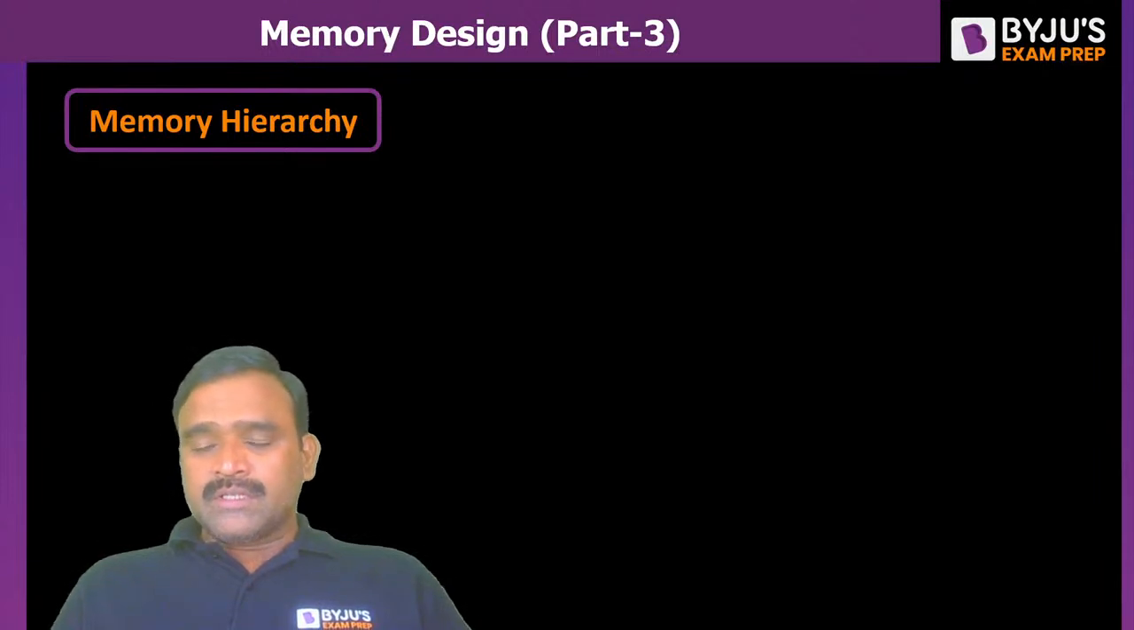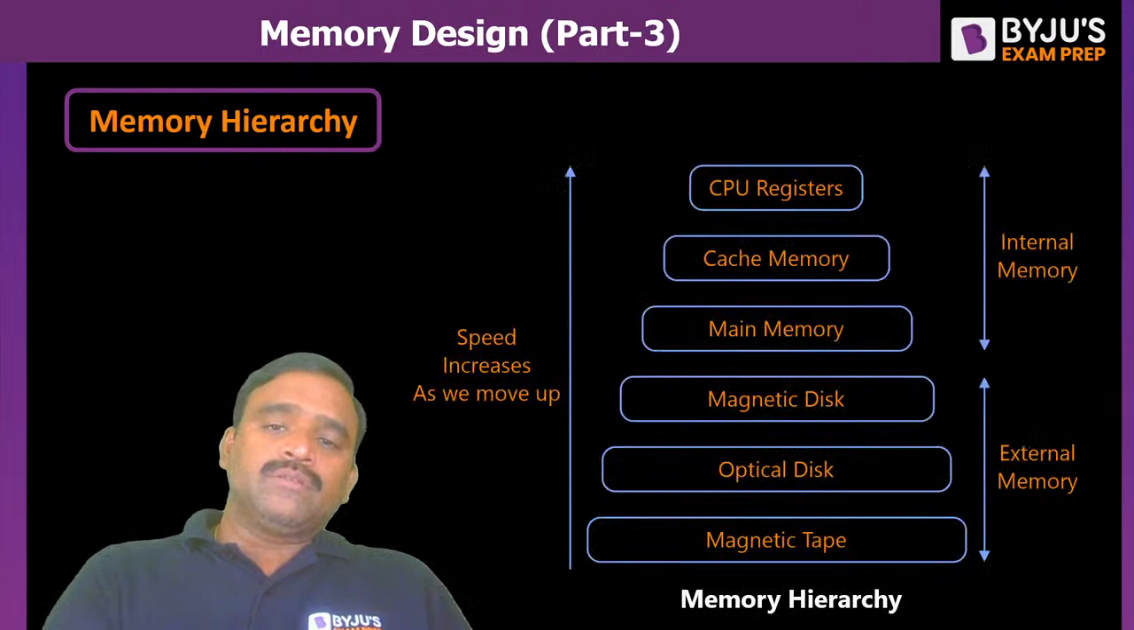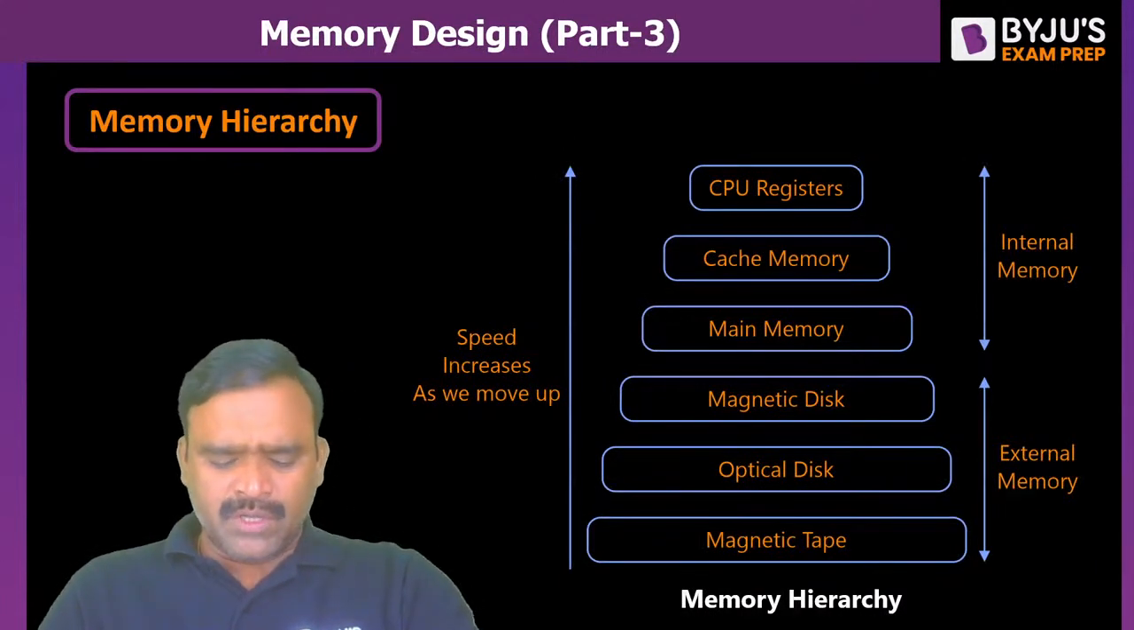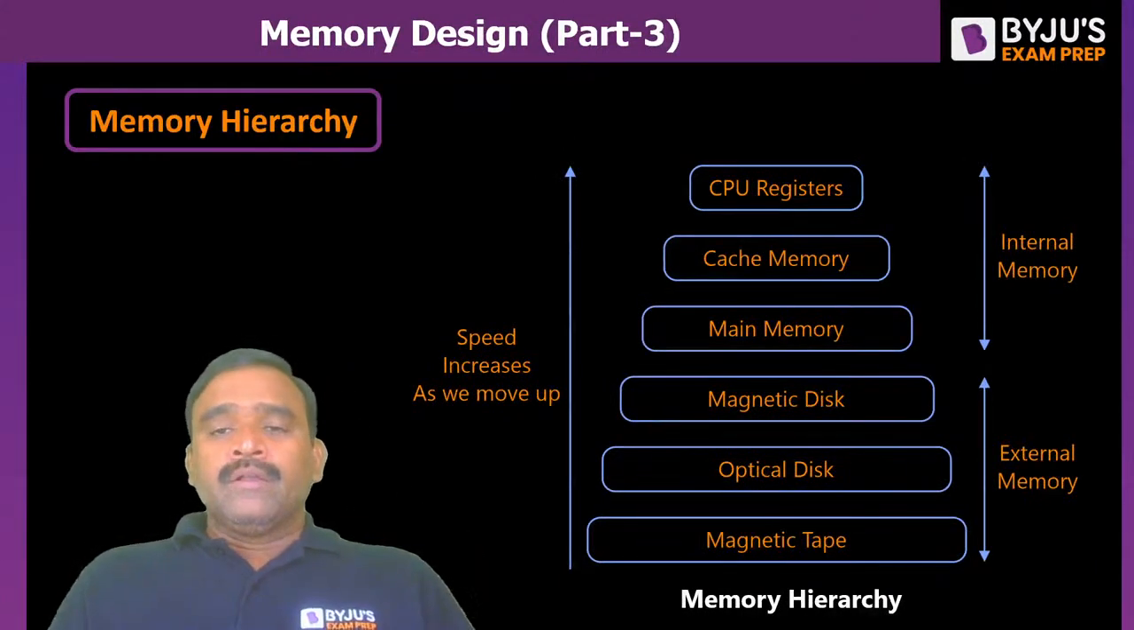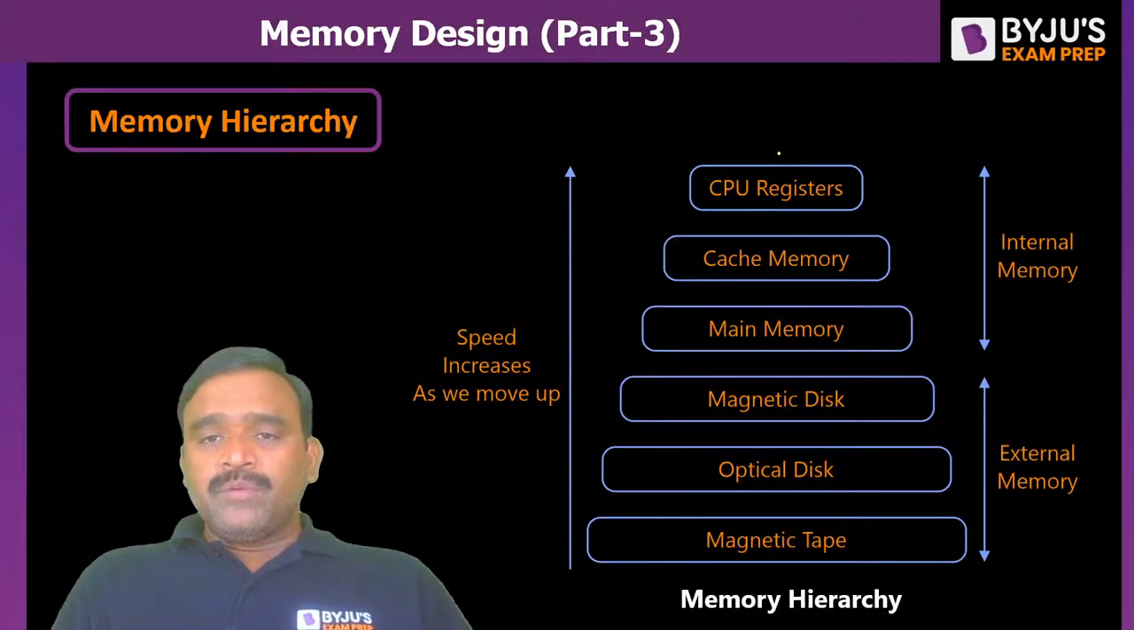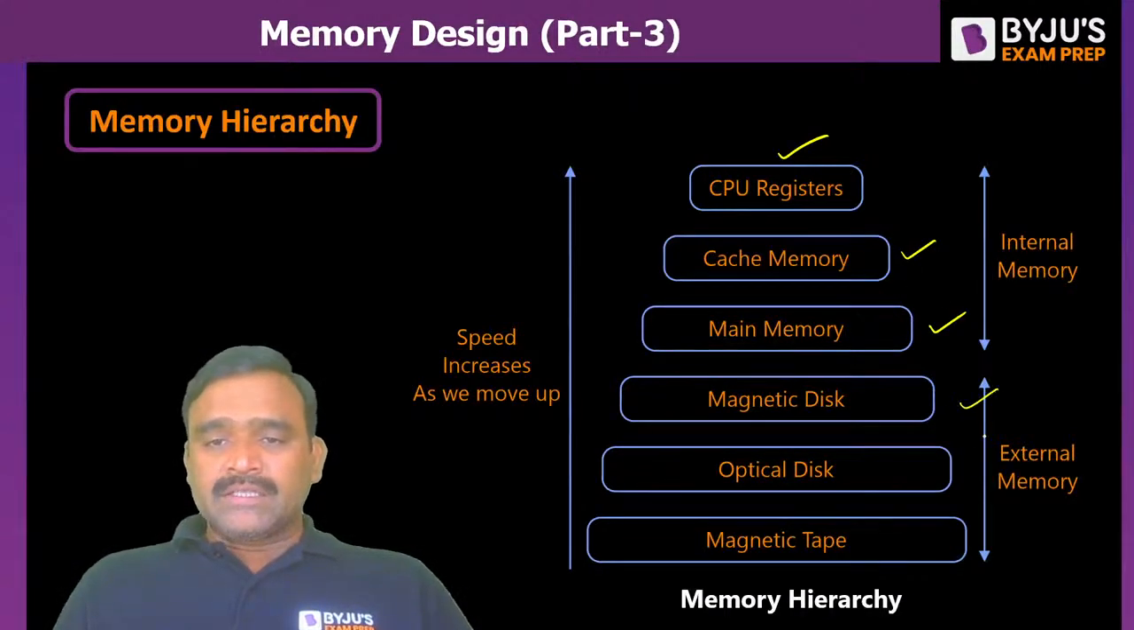So we are going to discuss memory hierarchy here, the different levels of memory. What are the different levels of memory which we have in a memory system? Generally, within the CPU there will be registers, and cache memory is placed in between main memory and CPU, and then magnetic disk, optical disk, and magnetic tape.